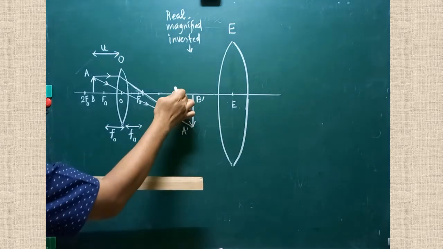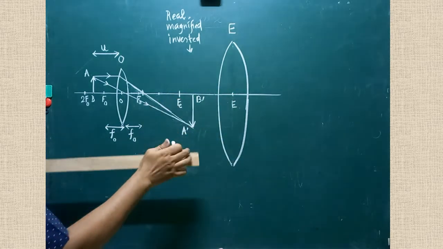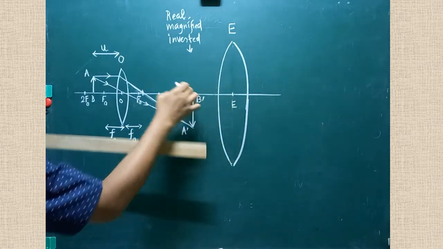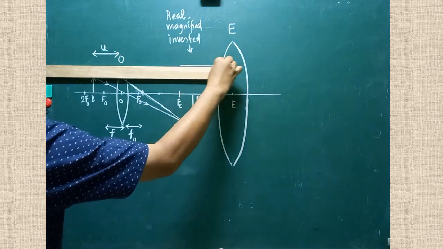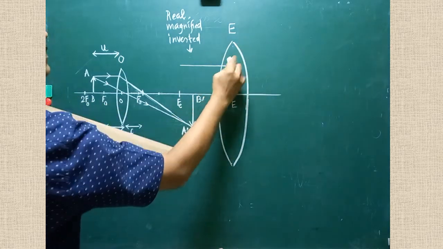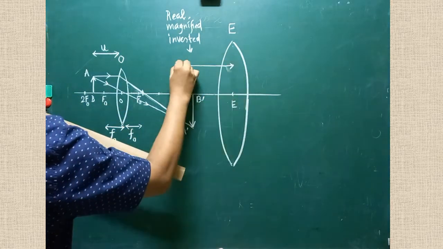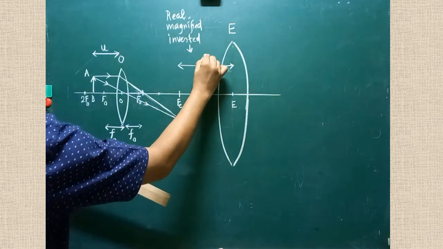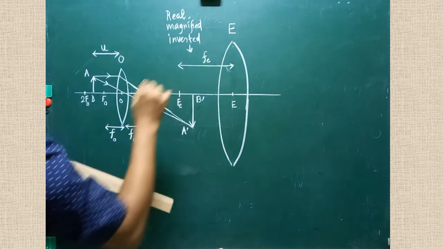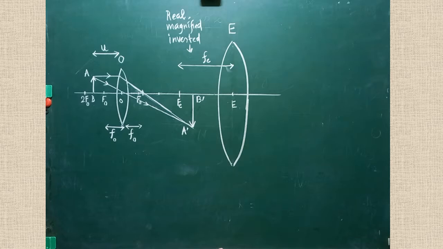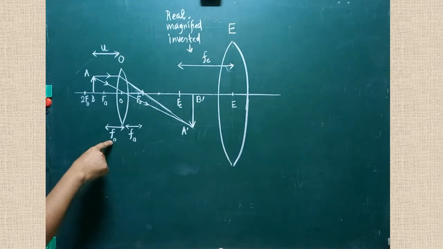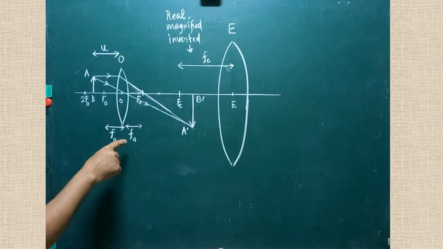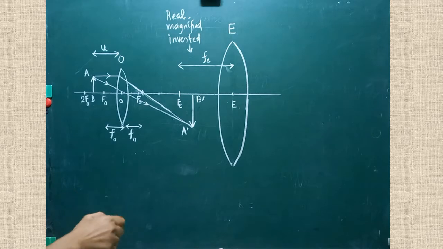And then the distance between FE and E. That is also called the focal length of the eyepiece. So this is called focal length of eyepiece. That is called FE. Can you understand? Look at how many distances are there. u, object distance. FO, focal length of the objective. Here also focal length of objective is there. This is the focal length of eyepiece.